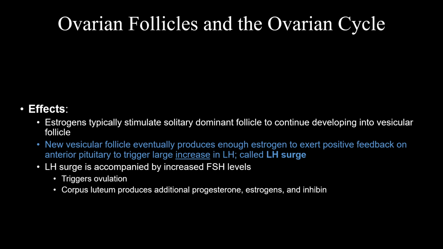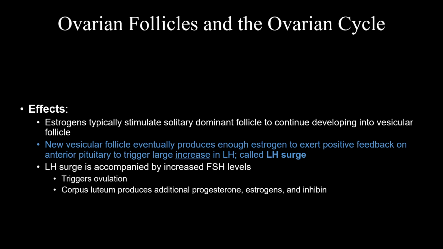Now, the estrogens and inhibin produced have various effects throughout the reproductive system. Estrogens stimulate the dominant follicle to continue developing into a vesicular follicle, and the granulosa cells of this new vesicular follicle continue to produce estrogens in increasing amounts. In most cases, a rising concentration of the target hormone would trigger a negative feedback loop, right? So you might expect more estrogen to cause the anterior pituitary to stop producing luteinizing hormone. But the opposite actually happens.